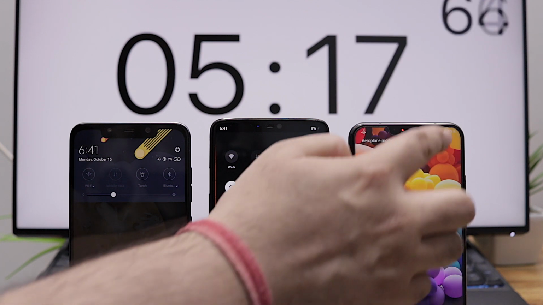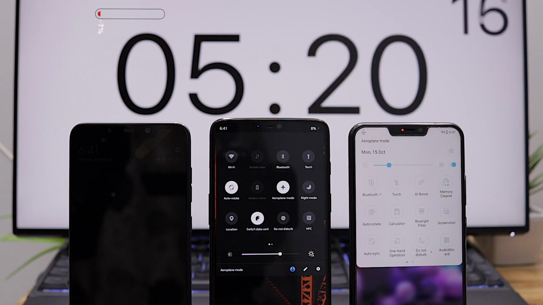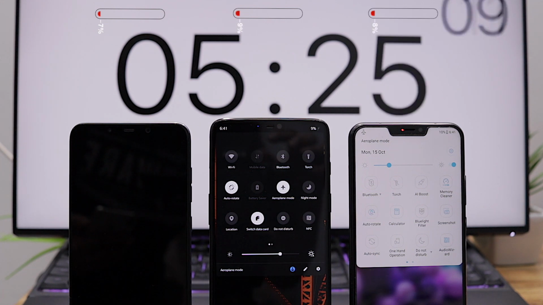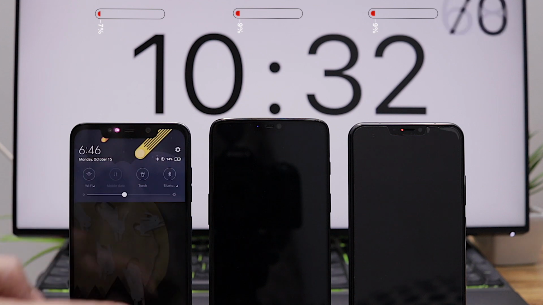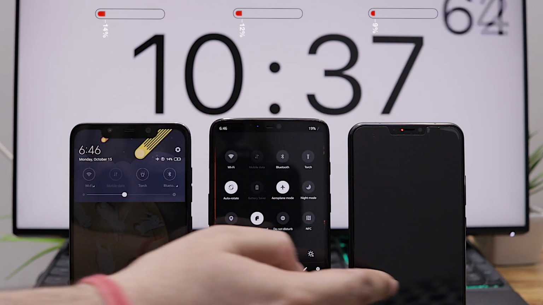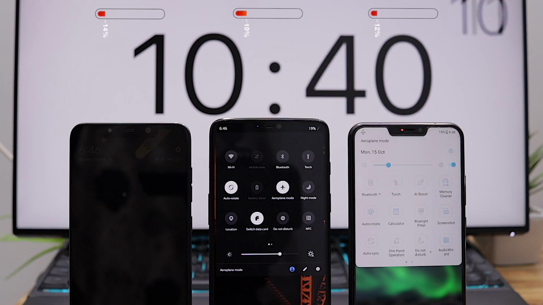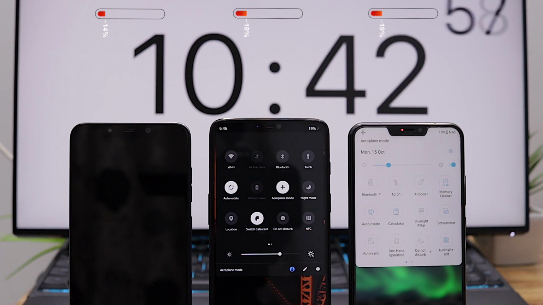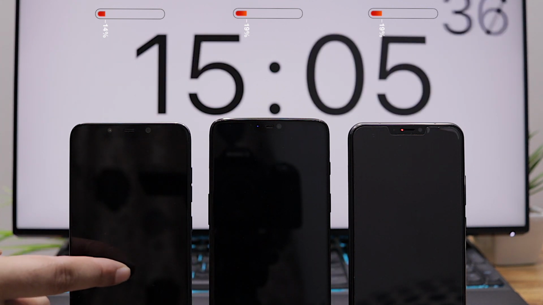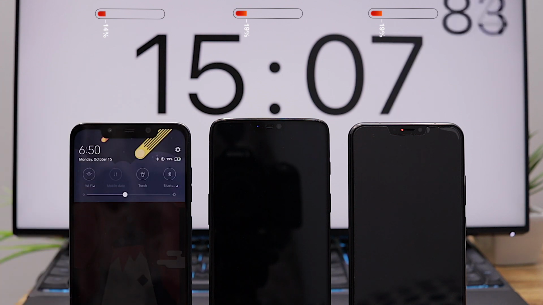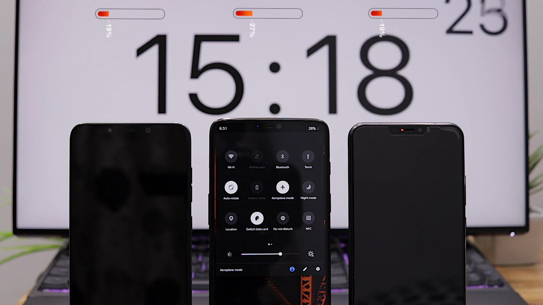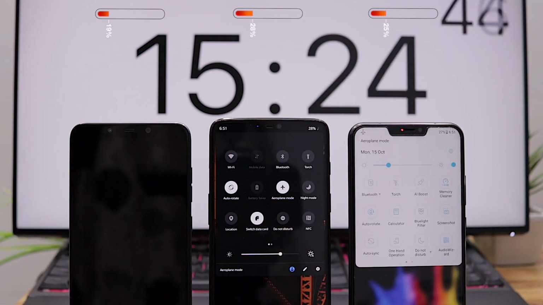After first 5 minutes, Poco F1 is on 7%, OnePlus 6 is on 9% and Zenfone 5Z is also on 9%. After 10 minutes, Poco F1 is 14% charged, OnePlus 6 is 19% charged and 5Z is also on 19%. After 15 minutes, Poco F1 is 19% charged, OnePlus 6 is 28% charged and 5Z is also on 28%.